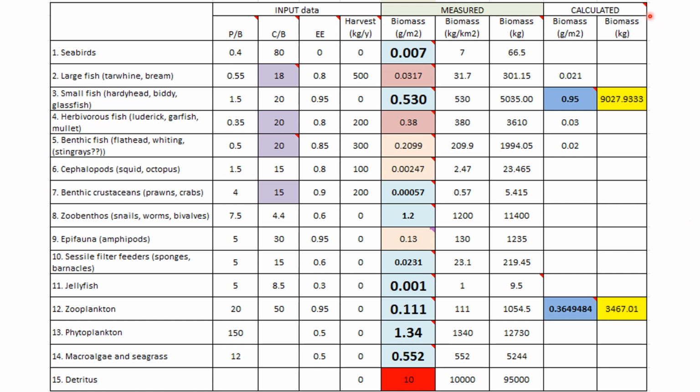For example, we found only 56% of the required small fish biomass for the ecosystem. This was probably due to flaws in our sampling methods, as we could only sample fish close to the shore and not fish in the middle of the lake.